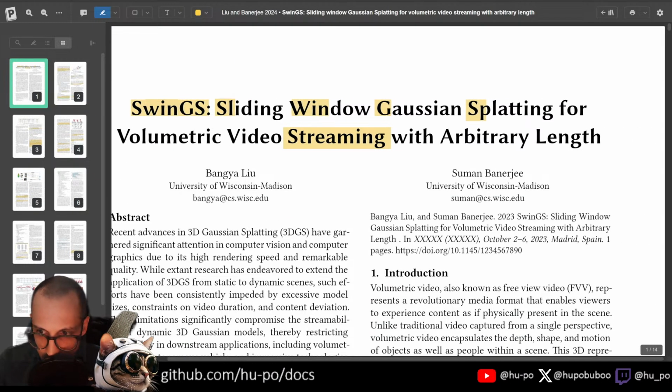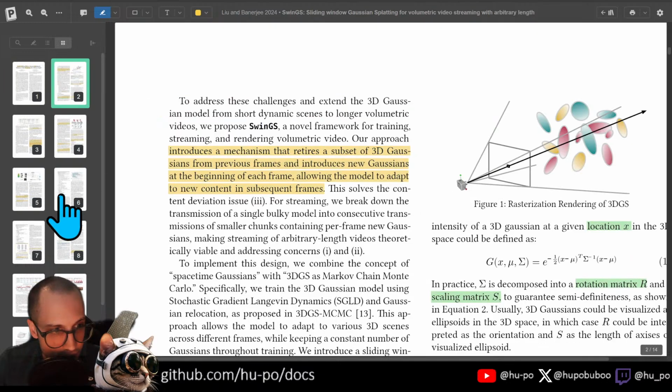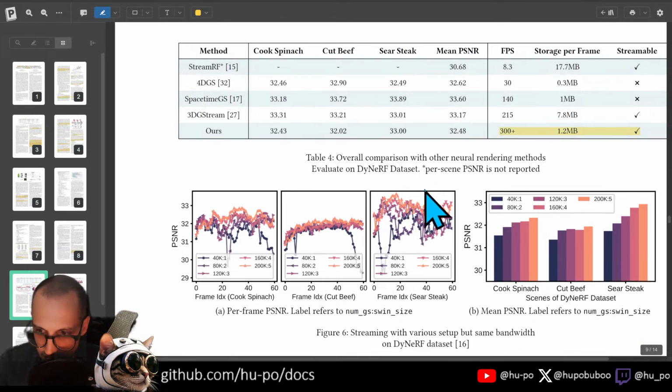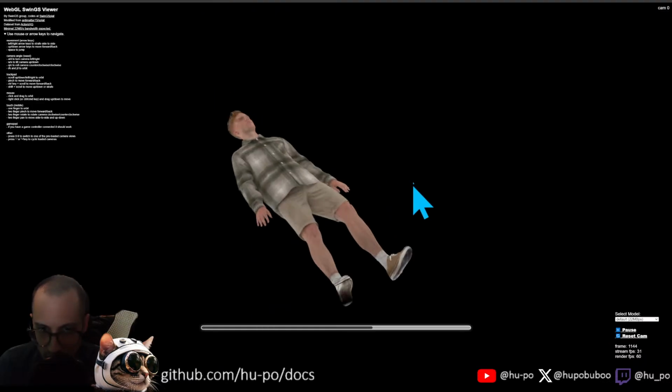This paper was, I feel like, the coolest one. Also because they just had really nice figures. You know, I'm a sucker for good figures. Right? And they also had this little demo, which is pretty cool.